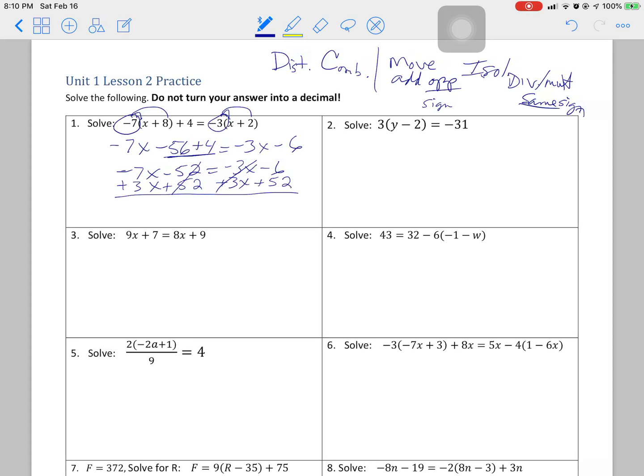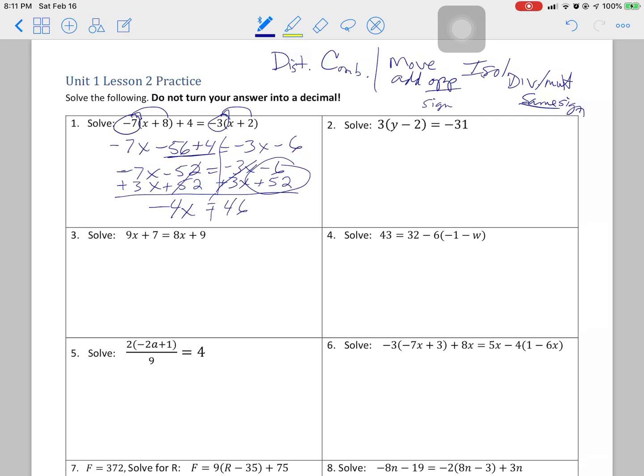So what's left, these turn into zeros. My equal sign's still in the middle there. I know how people like to line them up. I tried this, I'm not very neat, but I'm trying to do my best to keep this all lined up. So that's going to be a 0, but negative 7 plus 3 is a negative 4x. Okay? And then on this side, we have negative 6 plus a positive 52 gives me a positive 46.